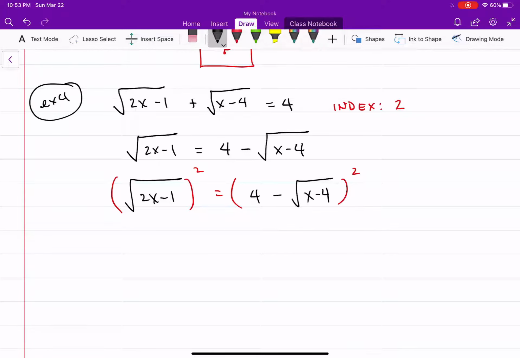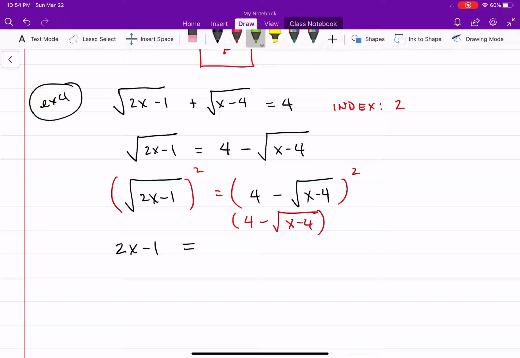I'm going to show it to you this way. So the left side is just going to be 2x minus 1 because the square root and the square cancel each other out. No big deal. Okay. The right side, I'm going to do in 2 markers here. This is going to be the 4 minus square root of x minus 4.